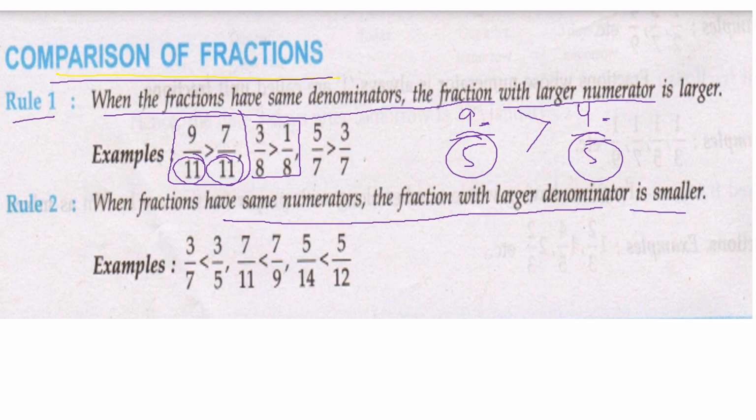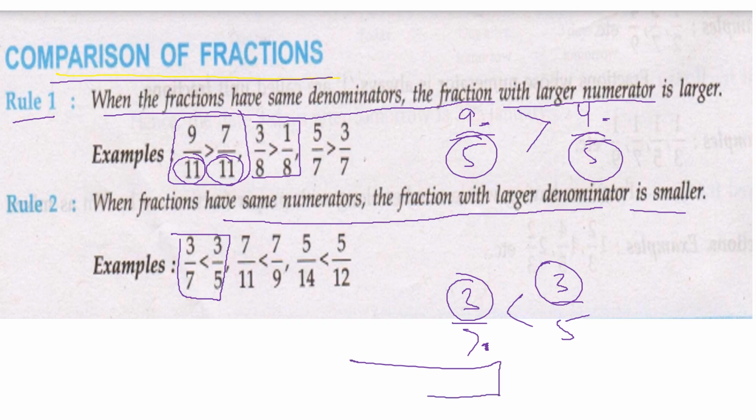When they have same numerators, look here, 3 by 7 and 3 by 5. Here numerators are same. So the fraction with larger denominator is smaller. Okay. If you try to understand it technically, this one talks about, let us say, a figure having 1, 2, 3, 4, 5, 6, 7 parts, and this has only a total of 1, 2, 3, 4, 5 parts.